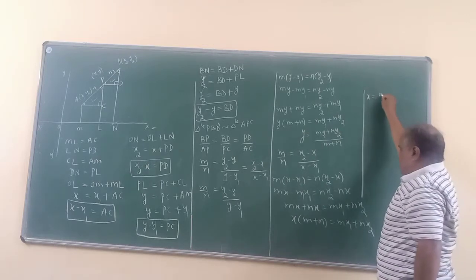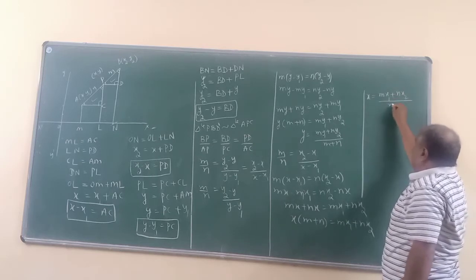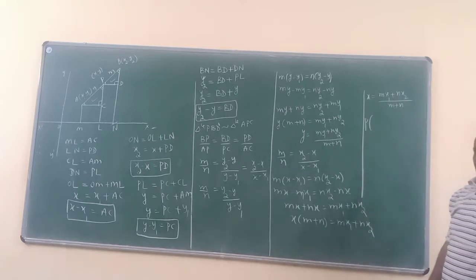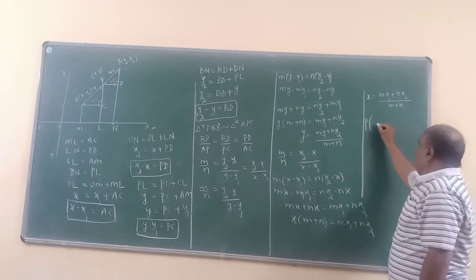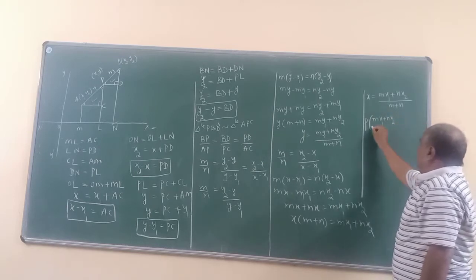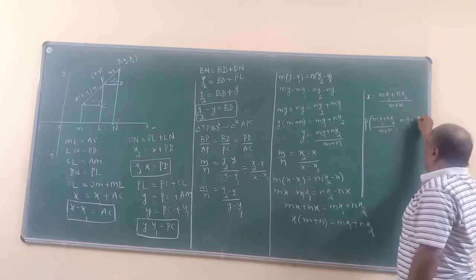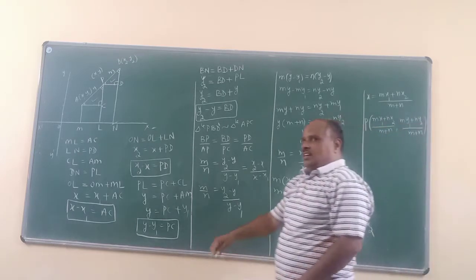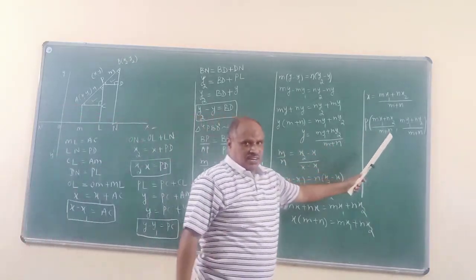Now x is equal to (mx1 plus nx2) divided by (m plus n). Therefore, P divides AB internally in the ratio m is to n. Therefore, x and y become (mx1 plus nx2) divided by (m plus n) and (my1 plus ny2) divided by (m plus n). This is the internal section formula. What we call the internal section formula.